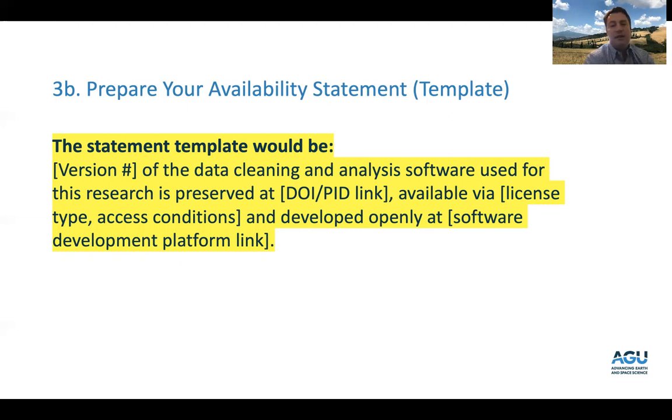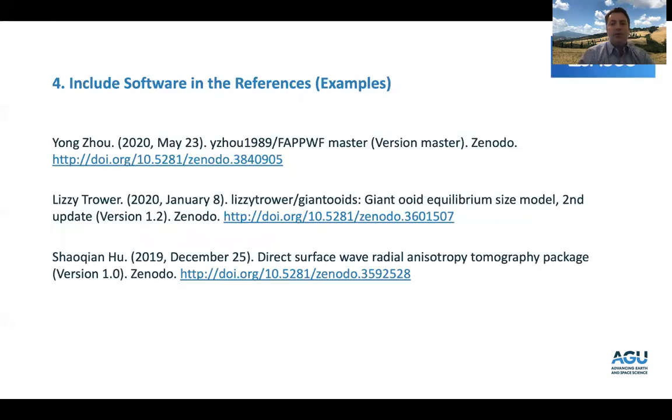Another thing to consider here too is that you need to include the software in your references to cite your software, so you ultimately get credit for that software. So these are some examples that we found in the software references in AGU. And you can already see some of these examples need some improvement, but it's great. We have some examples now. We have some people sharing their software, including it in the availability statement and their references.